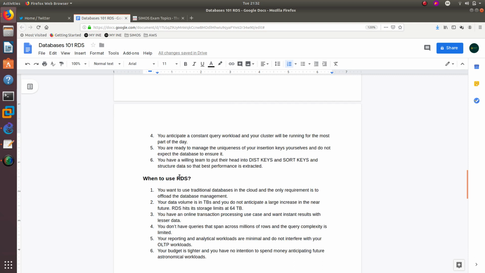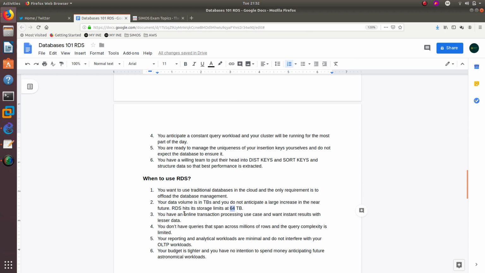So when do you want to use RDS? You want to use traditional databases in the cloud and the only requirement is to offload the database management. That's when you want to use RDS. When your data volume is in terabytes, and you do not anticipate a larger increase in the near future. RDS hits its storage limits at 64 terabytes. So if it's going to go over that, then you want to use Redshift.